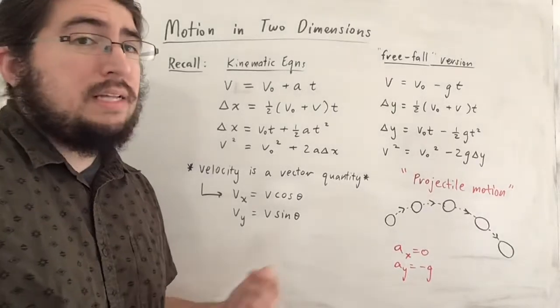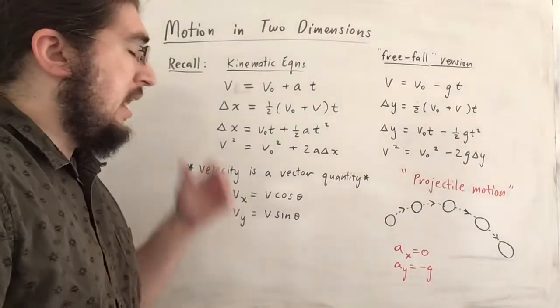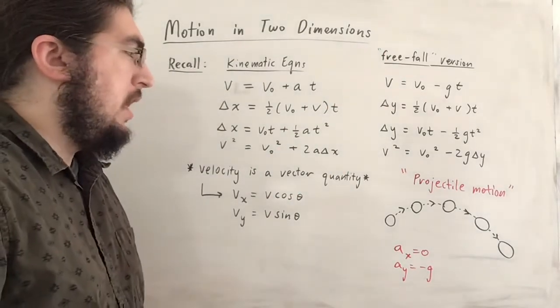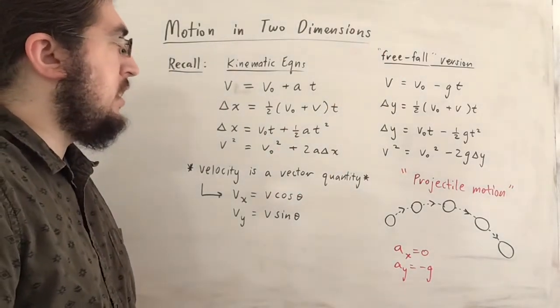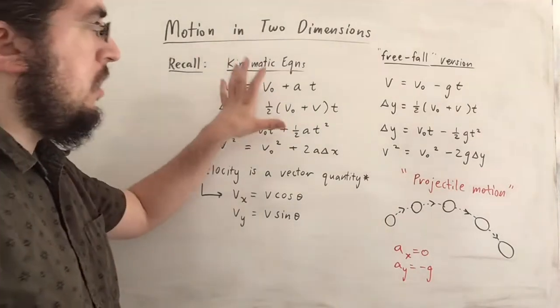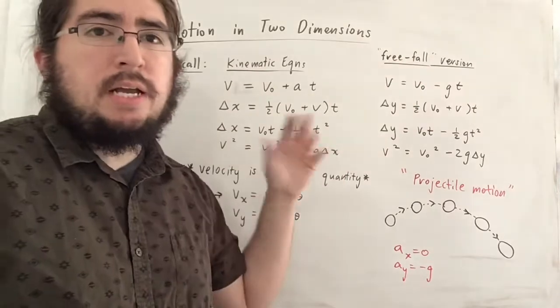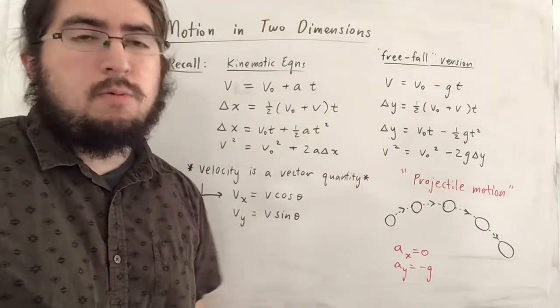Hello everyone, here I wanted to discuss motion in 2 dimensions, and let's first recall the kinematic equations and, of course, the free fall version of those. What we're basically going to be doing is discussing problems where we will not be using these equations or these equations in one problem. We're going to use both of them in one problem.